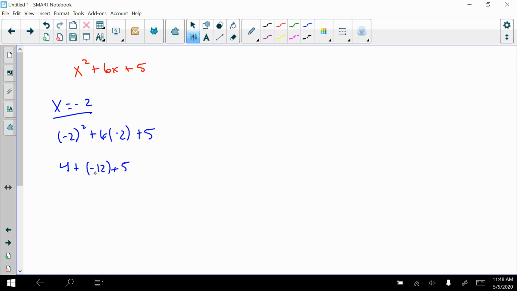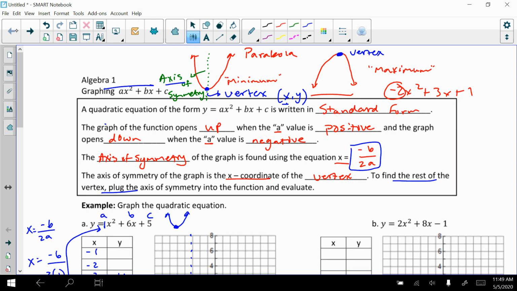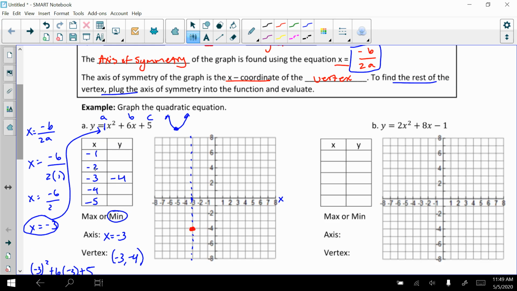Well, this is the same thing as minus, so it's 4 minus 12 plus 5. 4 minus 12 is -8. I'm just doing order of operations here. I did my exponents first, I multiplied, and now I'm just adding and subtracting. So 4 minus 12 is -8, plus 5 is -3. And if you need to put all that into a calculator, you totally can. So that means when I plug in -2, I get -3. So let's go back to my table. At -2, the y-coordinate is -3.